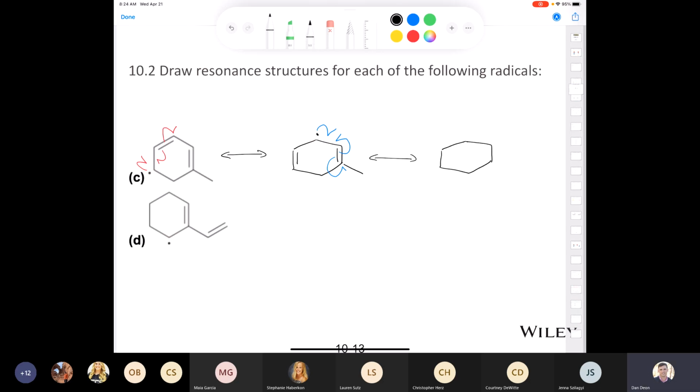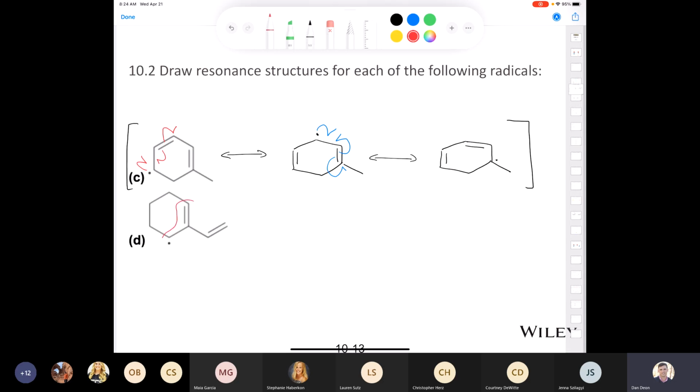Draw my ring. I'll draw the bond that is unaffected first. I'm going to have a new pi bond here. My methyl group is still here, and I'm going to have an unpaired electron there. Notice that this unpaired electron is not allylic here, and so that is the final resonance structure that we can draw. If we want to make this correct, we should draw square brackets around the entire thing, which denote that these are resonance structures.